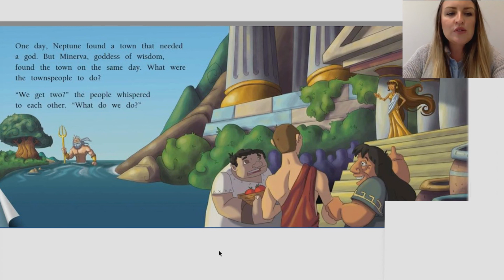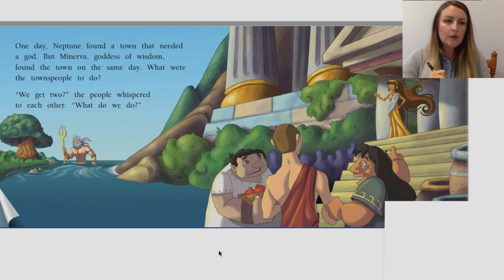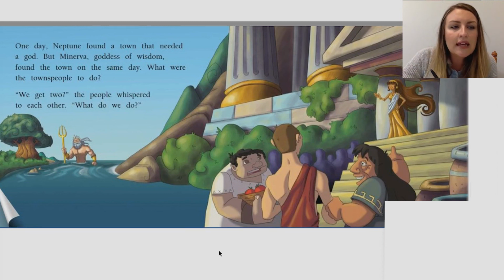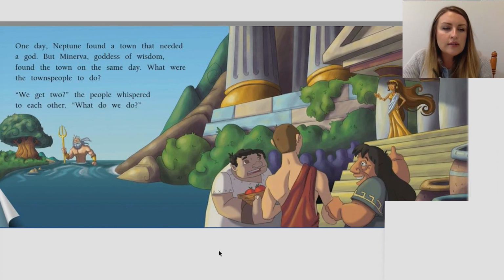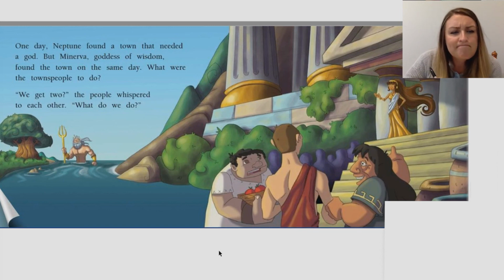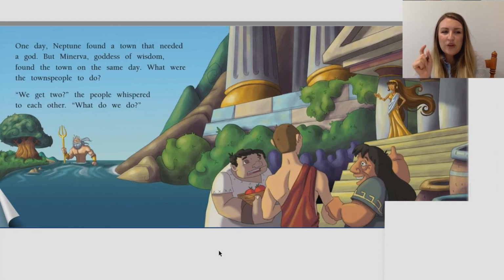Let's add some notes from this section. First, add another bullet point under your existing notes. Very good. Now remember, you can copy me or you can write your own words. Let's think. Neptune found a town. Minerva also found it. The townspeople were unsure of what to do. I'm going to try to get it to a few words to help me remember this part. You can copy me or write your own. I'm just going to write Neptune found town.